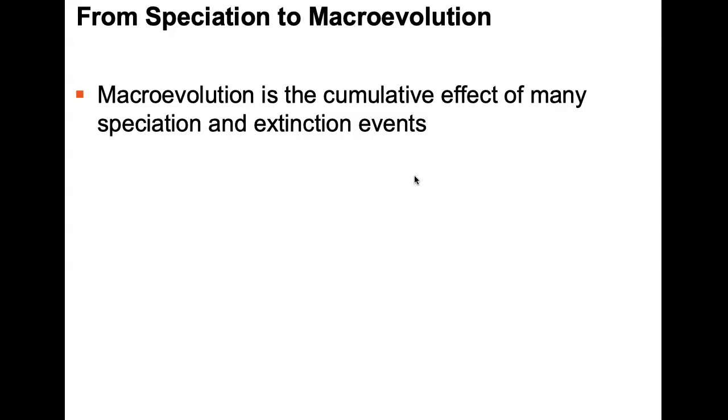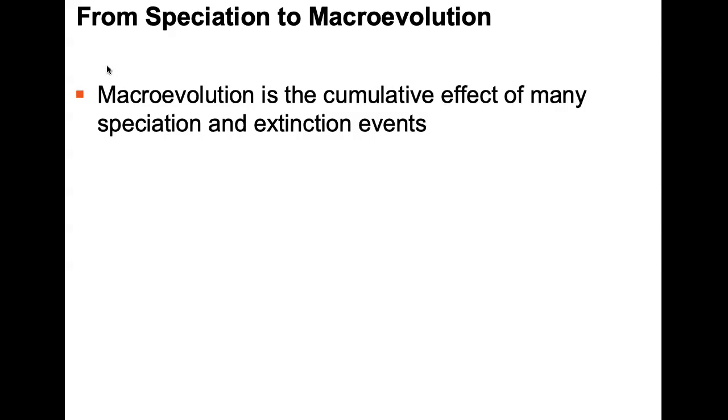So this last slide is from speciation to macroevolution. Macroevolution is the sense of having actual speciation. But you need to think about speciation not being the only thing that happens. Extinction is also something that happens, and it's very important for evolution as well.